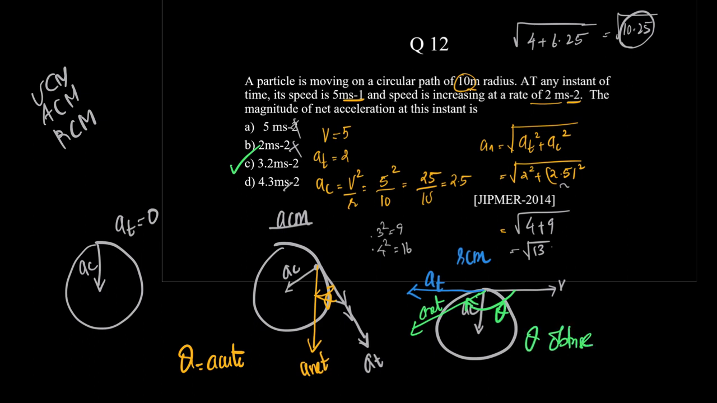So always keep this in mind, because there may be questions coming up directly to comment upon the angle made between a net and the velocity vector. In accelerated circular motion it is acute, and in case of retarded circular motion, the angle between the velocity vector and net acceleration is obtuse.